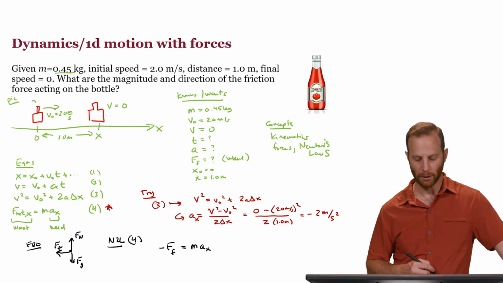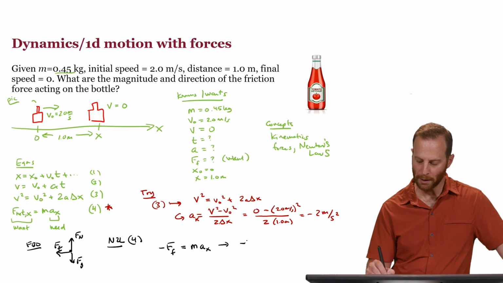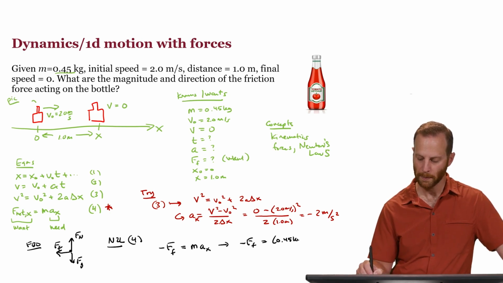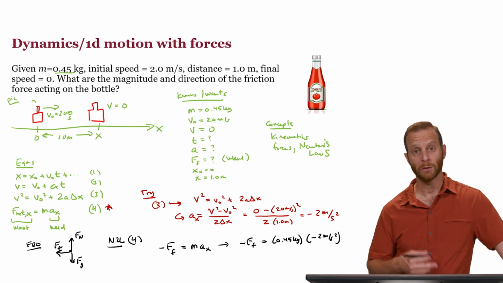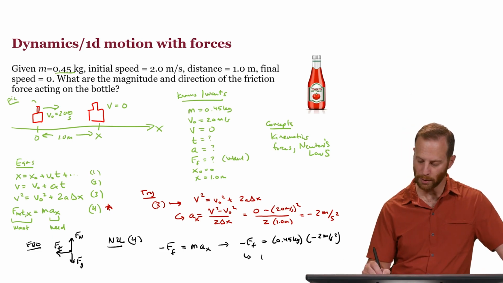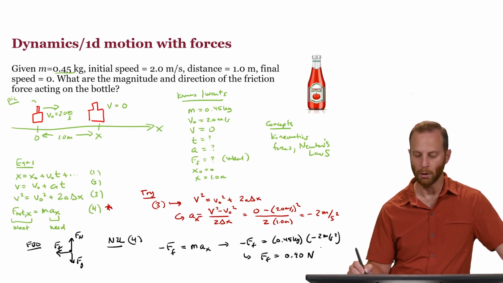Now we can plug in our values. Minus the frictional force is equal to the mass of the bottle times the acceleration of minus 2 meters per second squared. The two minus signs cancel, and what you learn is that the frictional force has to be 0.90, and the units are newtons.